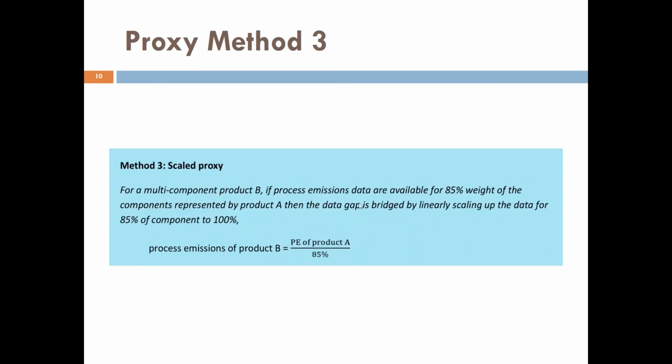Third one is scale proxy. So if you have data for 85% of the weight of a component, and you didn't have the remaining 15% of the data, then in that case, you can assume that the 85% of the product component represents the other 15%. So basically, you extrapolate the 100% of your product based on 85% of the product's components. So this is the third approach. There are more approaches, but probably it will be enough to look into these 3 approaches.